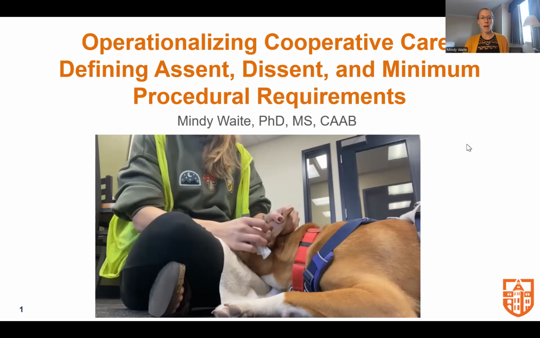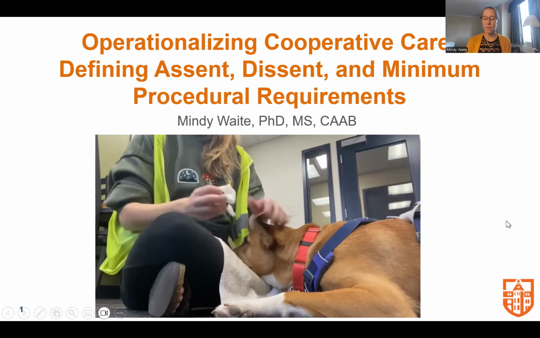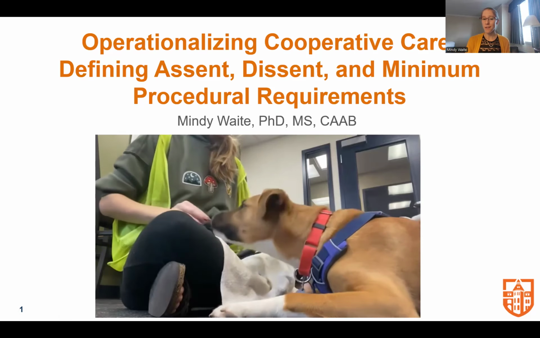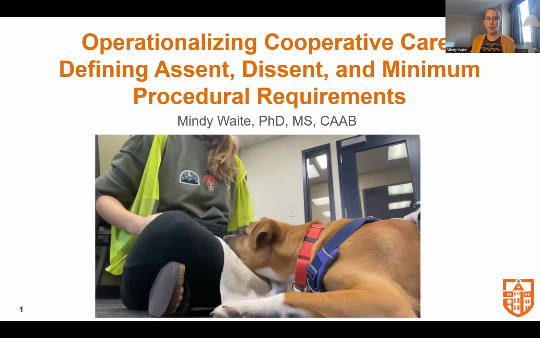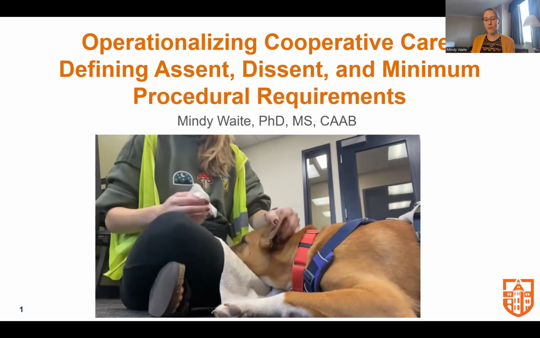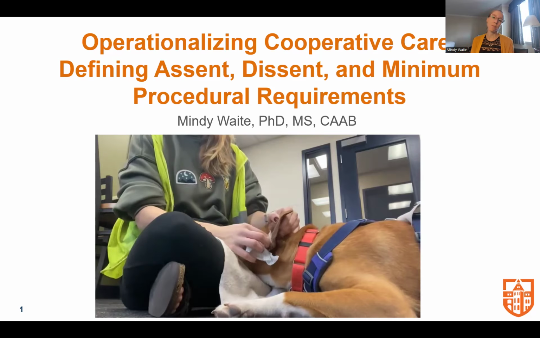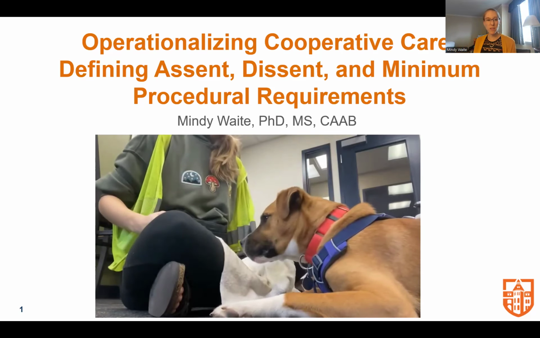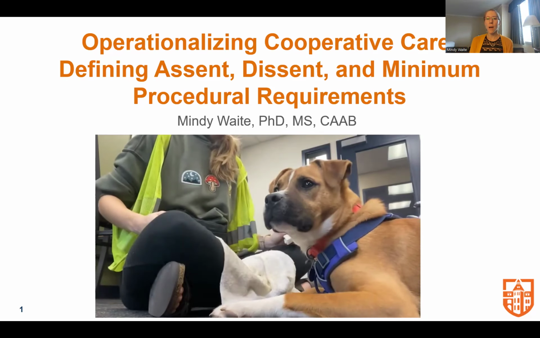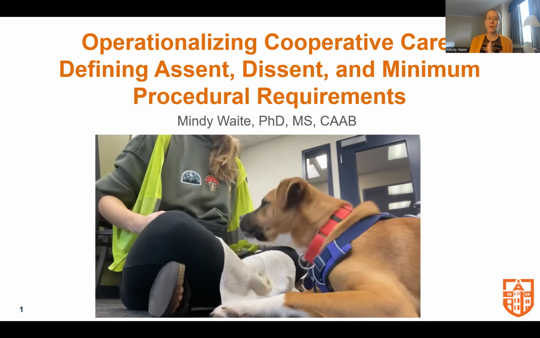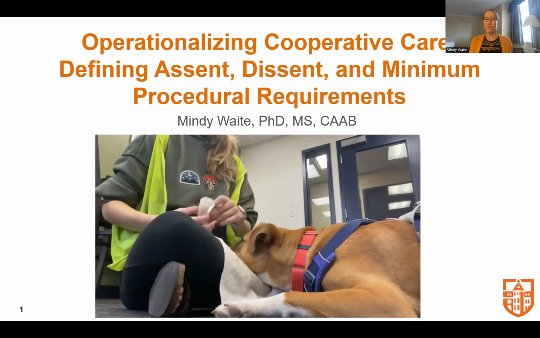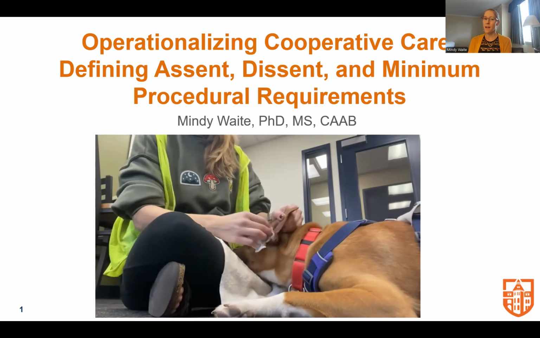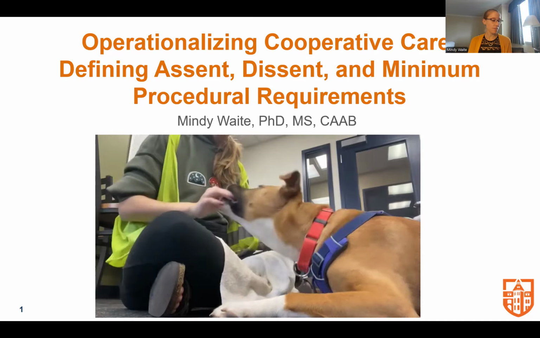Hello, everyone. I am very excited to present today's talk to you in that it's a little bit new for me. I'm much more used to presenting experimental data, and today's talk is going to be much more conceptual, but based on some of the research that I've done in the cooperative care space and some of the applied work I've done as well. And so today we're actually going to have a dialogue sort of between us about how we operationalize cooperative care, which also requires us to define assent, dissent, assent withdrawal, and identify some minimum procedural requirements.